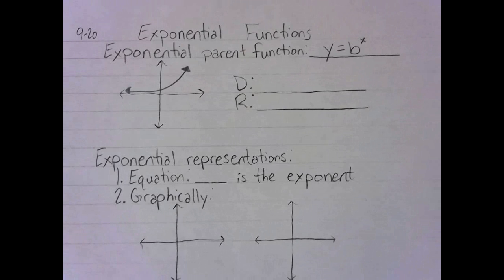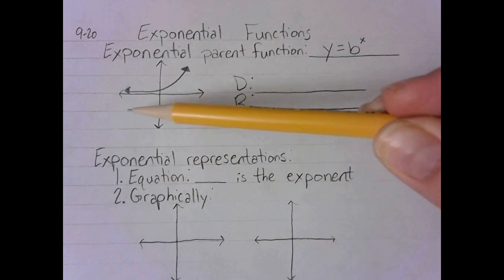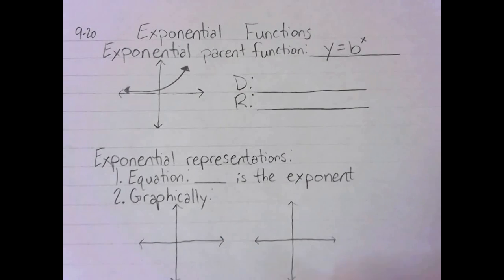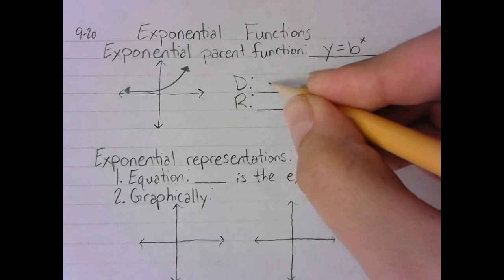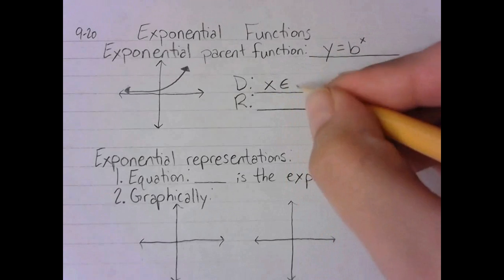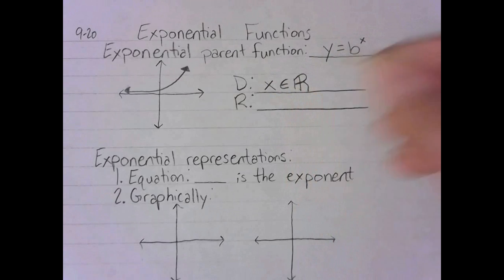Alright. And our domain, so again, thinking about domain, look to the left. Does it end? Nope. Look to the right. Does it end? Nope. So that means it goes on forever and ever in both directions. So x is in the set of all real numbers. I'm sure you've gotten tired of hearing that.